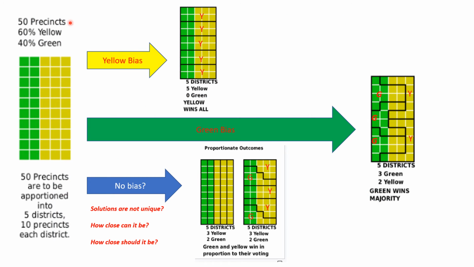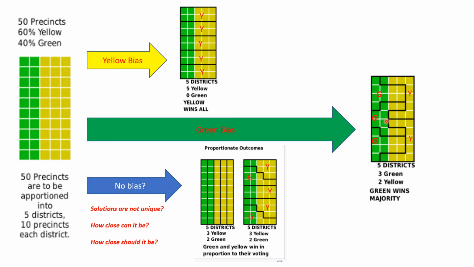Let's look at a simple example. Suppose we have 50 precincts. 60% are yellow political party, 40% are green political party. And these 50 precincts are to be apportioned into 5 districts, 10 precincts in each district. Well, if we have a yellow bias, we could draw horizontal lines, and yellow would win all 5.